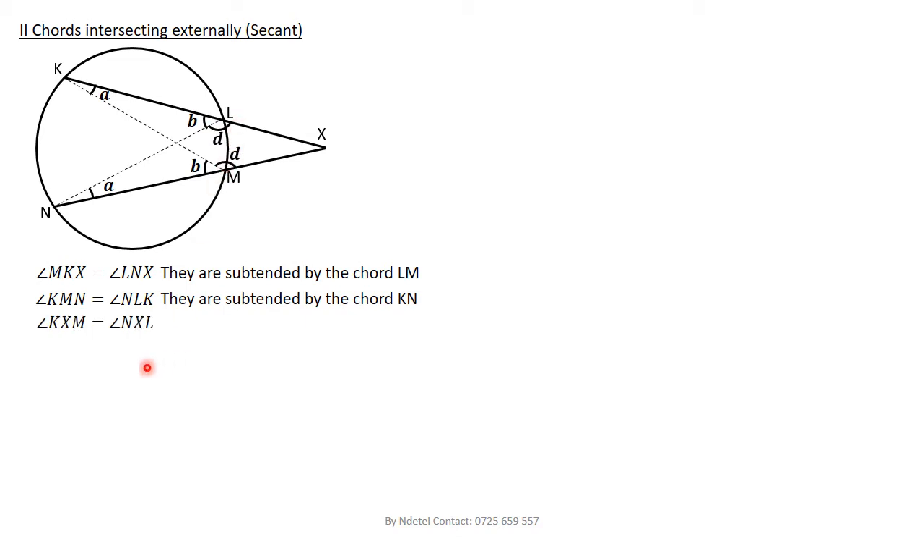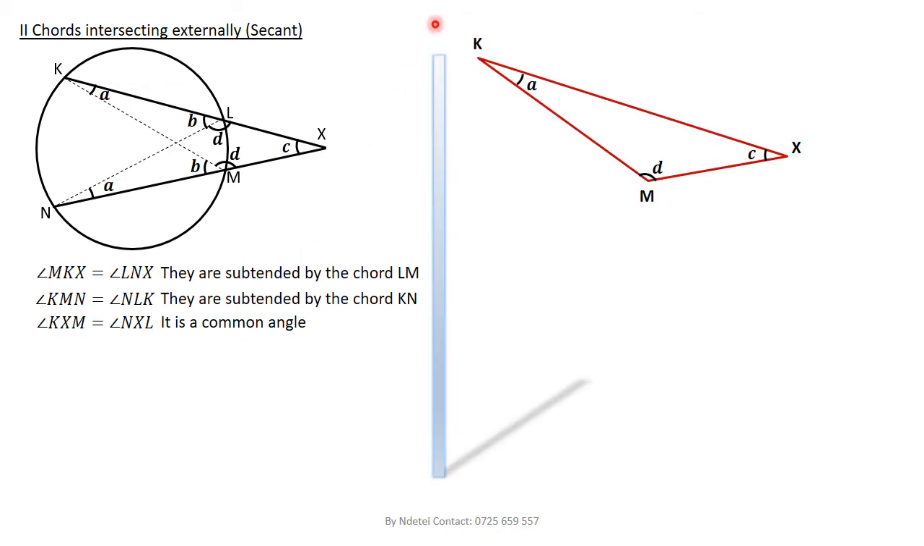Now please notice that KXM and NXL should be equal because they're a common angle, and the reason is we have a triangle KMX with the angles A, D, and C, the one I've just talked about. And we have another triangle NLX with the angles A, D, and C again. So I was saying that C is common. No wonder it appears like that, because the two triangles intersect in that particular point at X.